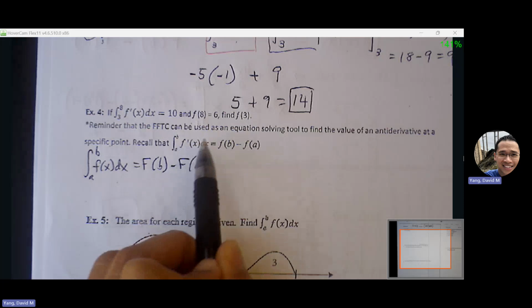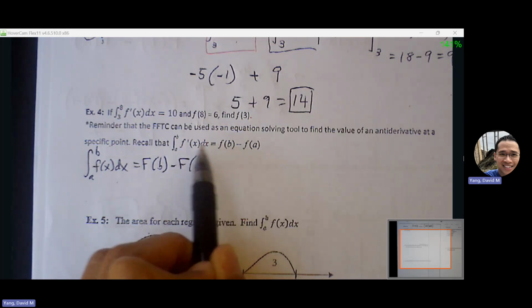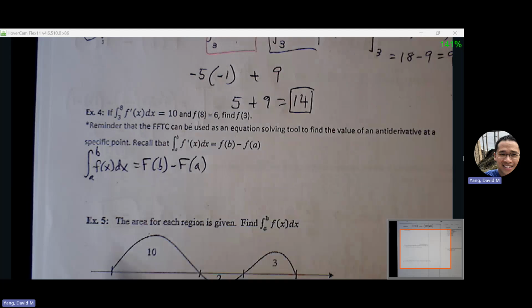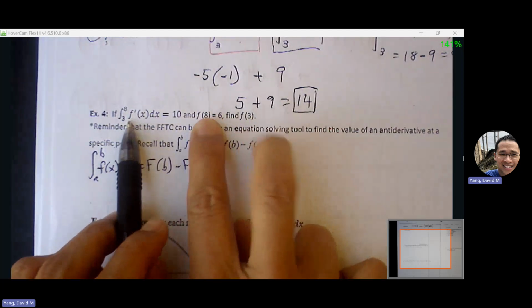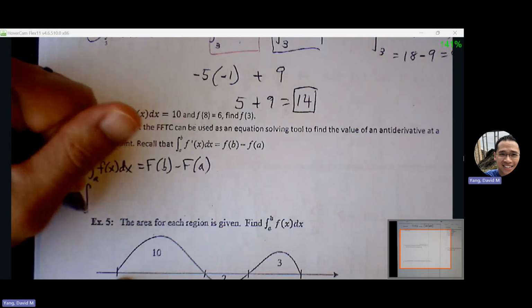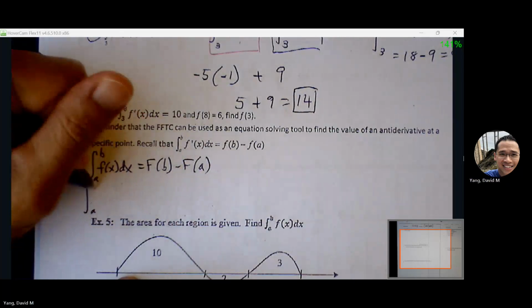F double prime can rise up to f prime. Acceleration can rise up to velocity. Velocity can rise up to position, right? So there's a lot of different ways that first theorem can be represented. Now we have all this information at the f prime and f level. So why don't we adapt it for this particular problem and use f prime and f?